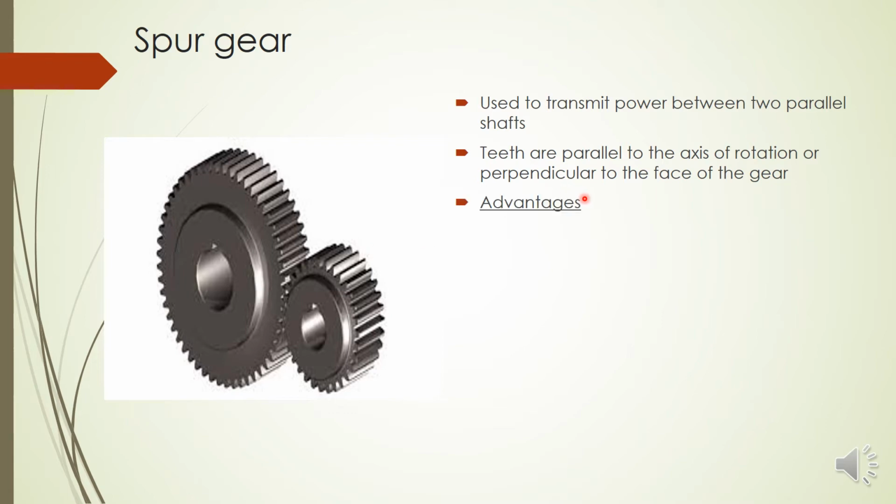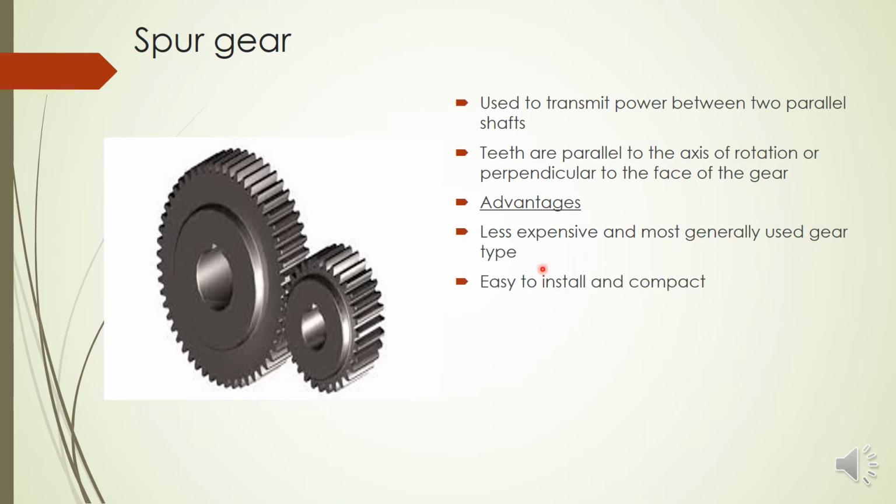What are the advantages of spur gear? It is the least expensive gear among all these 5 gears, so obviously it is the most generally used gear type. It is very easy to install and very compact in nature. So these are the main advantages: it is cheap, we can easily install it, and it is compact. But the disadvantage is that it has less strength compared to other gears. Strength is less, so it can carry only less load.